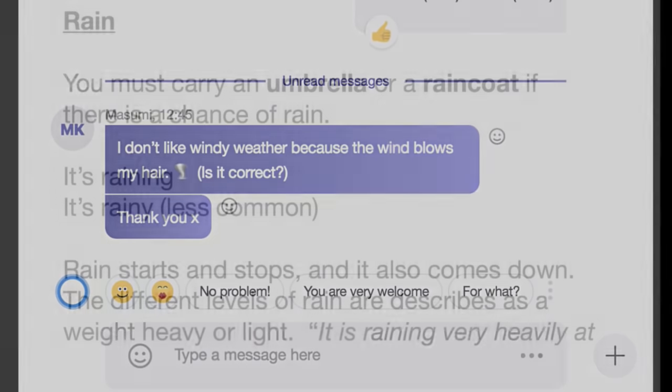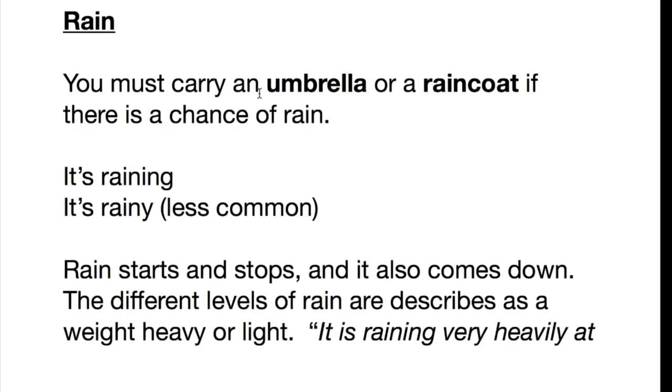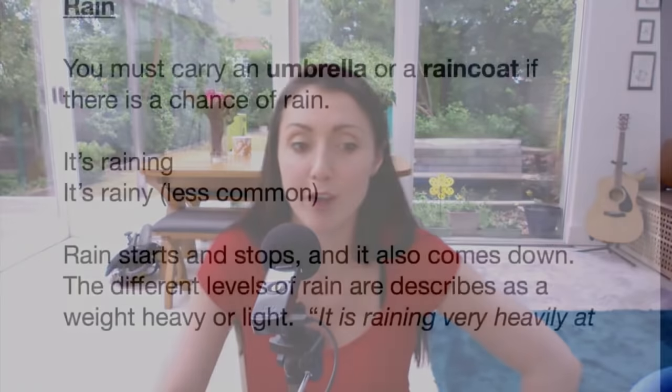Here we are, rain. So you must carry an umbrella, or a raincoat if there is a chance of rain. An umbrella, if you're not familiar with this word, is the rain cover thing that you open up and it covers you, and usually it blows inside out. That always happens to me. I don't own an umbrella because every time I buy an umbrella, the first time I use it, it breaks. So I give up. I just get wet. It's fine. Okay. So you must carry an umbrella or a raincoat if there is a chance of rain.